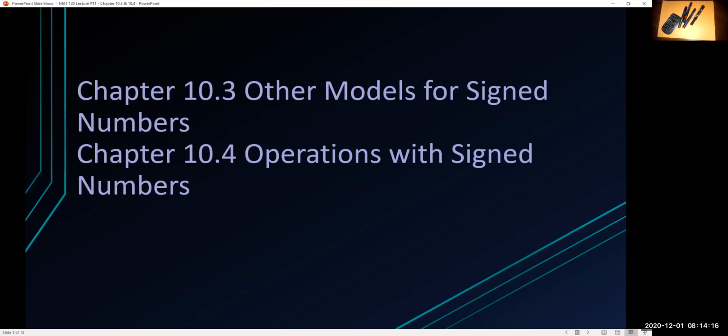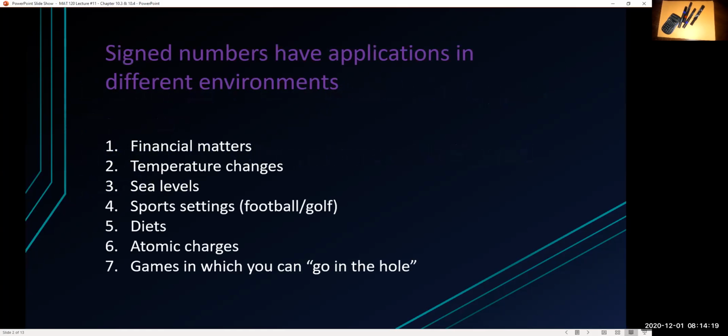Let's begin talking about chapters 10.3 and 10.4 now. First, the age-old question, when am I ever going to use this, comes up. So it's important that we have an answer for that for our students. We want our students to feel like the material we are delivering is practical and usable. And for example, negative numbers is very practical. They may not necessarily see it right up front, but it certainly is.